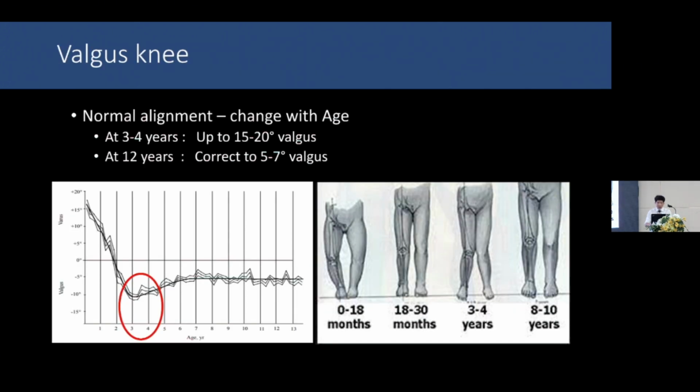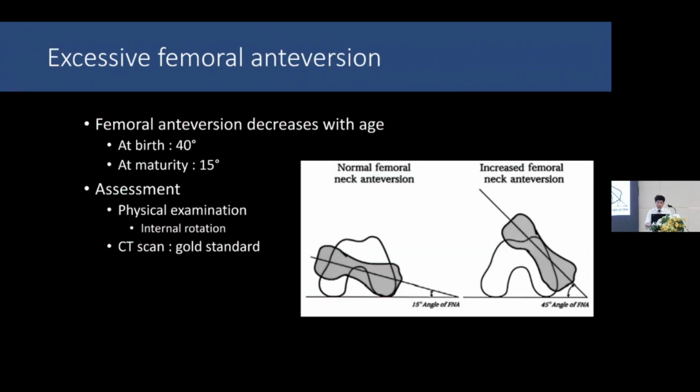Valgus knee. Normal alignment in valgus knee changes with age. At 3 or 4 years old, it can be up to 15 or 20 degrees of valgus. And by 12 years old, it typically corrects to 5 or 7 degrees. Normally, femoral anteversion decreases with age. It is 40 degrees at birth and 15 degrees at maturity. To assess femoral anteversion, we use hip internal rotation during physical examination or a CT scan, which is the gold standard.